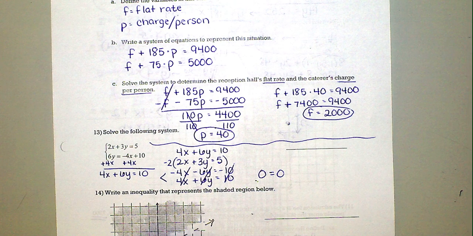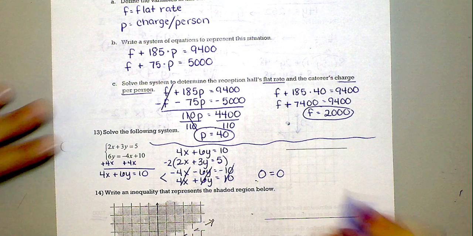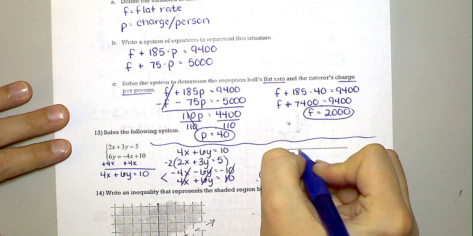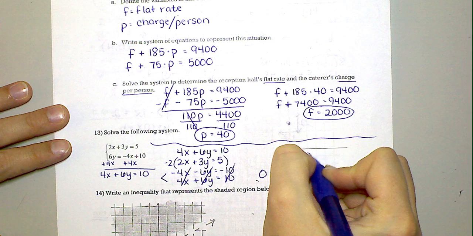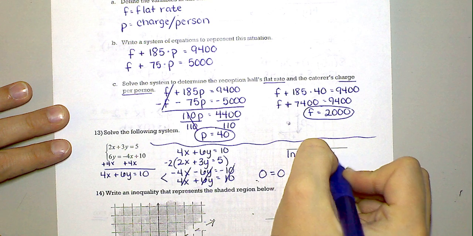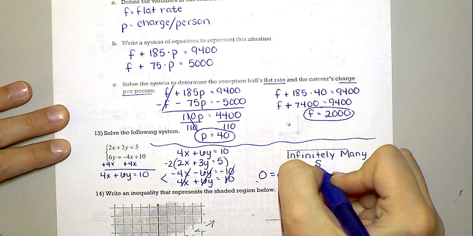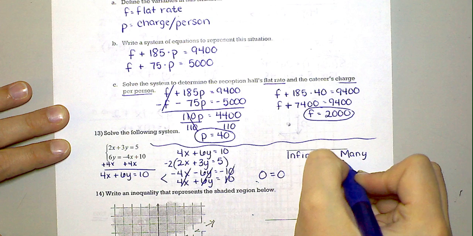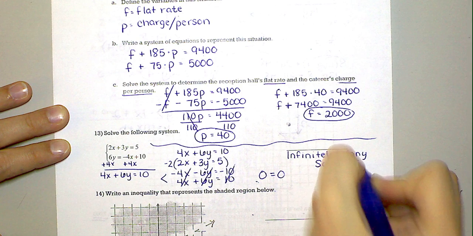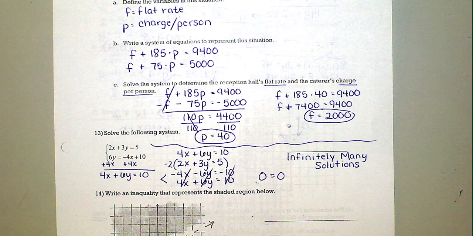These are the exact same line. These two lines lay right on top of one another. So I would say infinitely many solutions. And again, I told you you could abbreviate that IMS. I just wanted to write it out so you would know what it stood for.